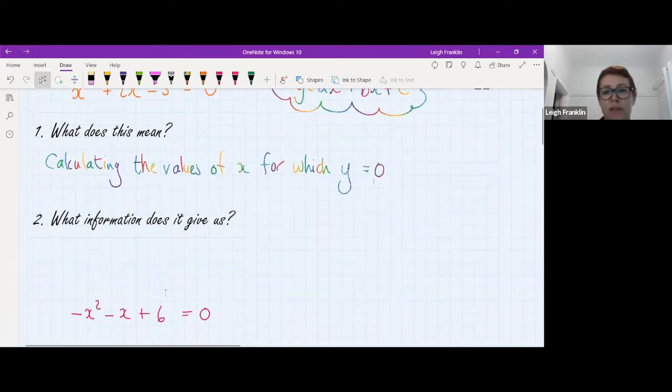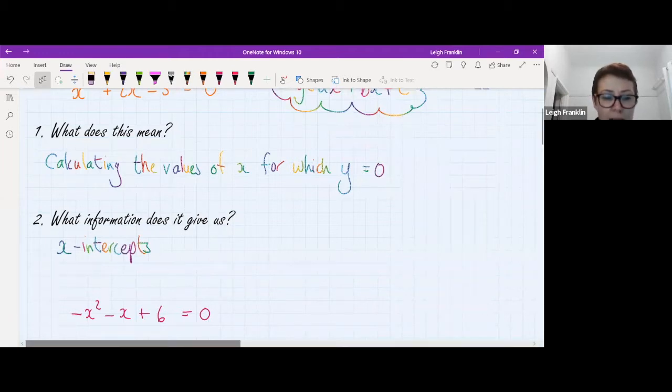What information does this give us? If we make y equal to 0, what are we going to be calculating? Which specific x values are we calculating? Aha, there we go, Mishali. Lovely. And Tamika and Mpilo. Perfect. So we are calculating the x-intercepts. That specifically means the values of x where the graph cuts the x-axis.